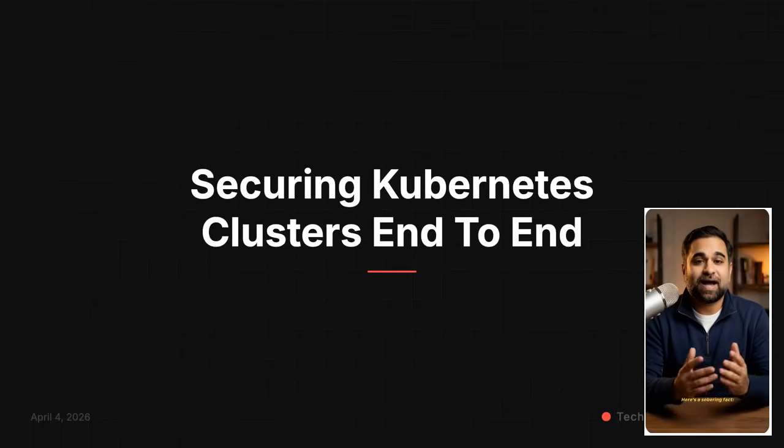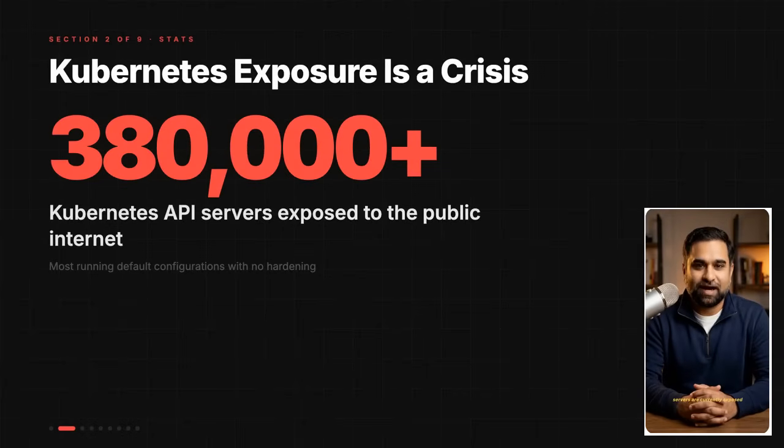Here's a sobering fact. Over 380,000 Kubernetes API servers are currently exposed to the public internet, and most of them running default configurations. If you're deploying workloads to Kubernetes without a proper security strategy, you're essentially leaving your front door wide open in a neighborhood full of very skilled burglars. Today, we fix that.